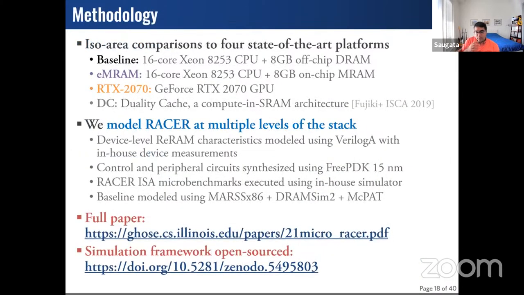And so with that, I'm not going to spend too much time on the methodology, but I just want to note that we compared against 4 platforms here. And we did ISO area comparisons to all four of them. So we looked at a 16 core Xeon 8253 that had 8 gigabytes of off-chip DRAM. We looked at an embedded MRAM version of that, a hypothetical one that we came up with where we could provide 8 gigabytes of MRAM on-chip. This allowed us to essentially see, are we simply solving the data movement problem or are fundamental things about RACER enabling more than just cutting out the data movement costs across the memory channel? We also compared against an RTX 2070 GPU. And we compared against Duality Cache, which is an in-SRAM PUM architecture that came out of the University of Michigan a few years ago.